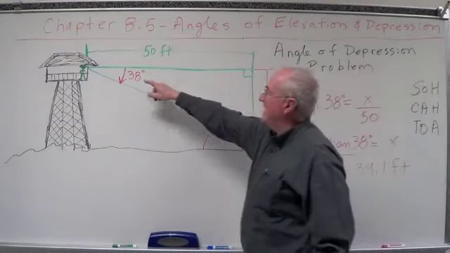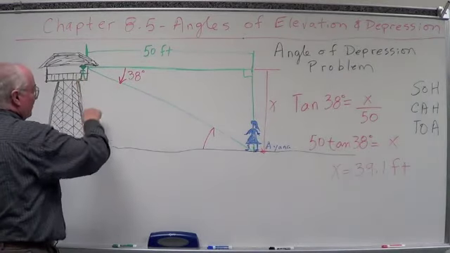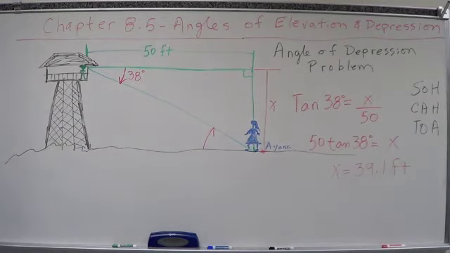So, what is x? How high is this guy's eyeballs? It's 39.1 feet. Now, if he's 6 foot tall, that means this tower floor right here would be approximately at about 33, 34 foot.